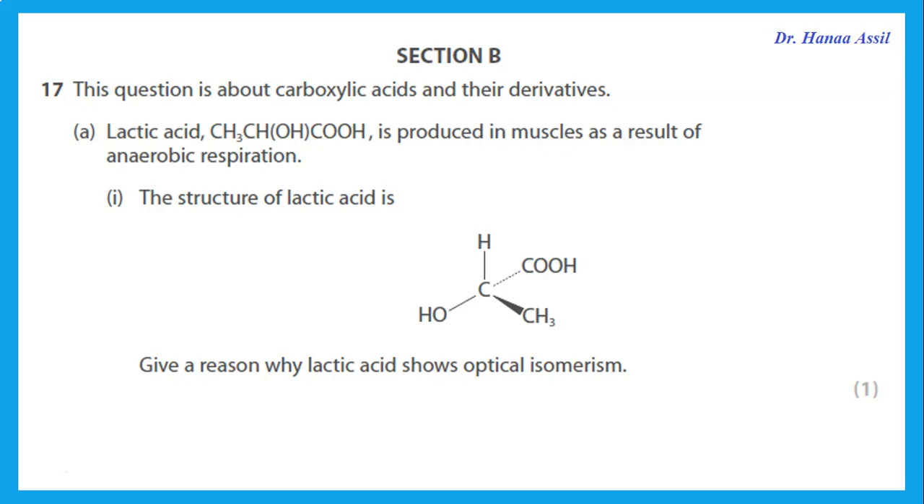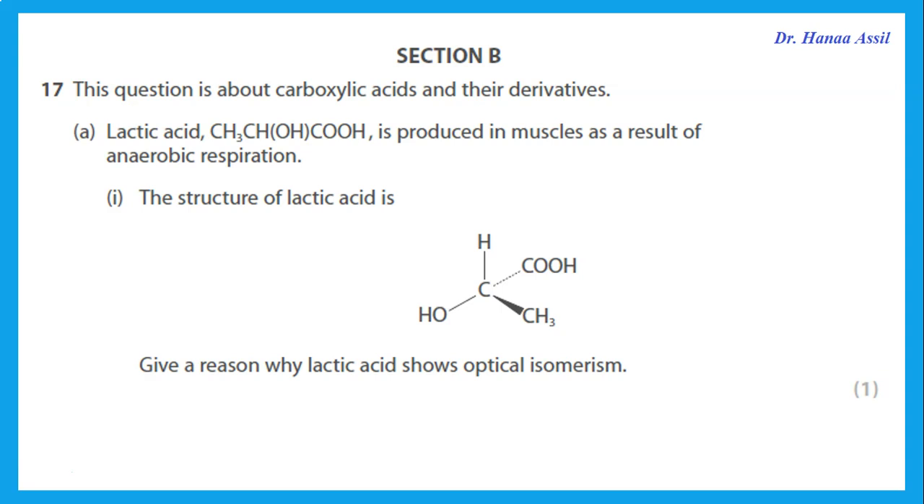Okay, section B, the first question says, this question is about carboxylic acids and their derivatives. Lactic acid is produced in muscles as a result of anaerobic respiration, and this is the structure of lactic acid. Now, give a reason why lactic acid shows optical isomerism. What do we mean by optical isomerism?